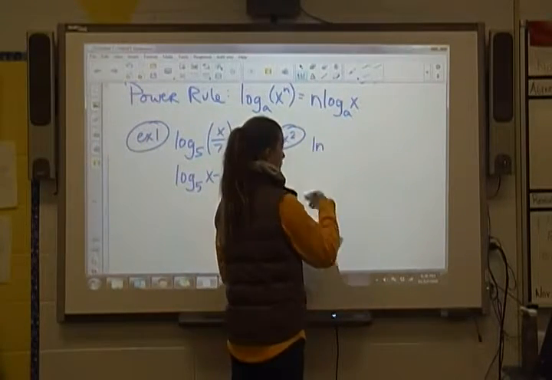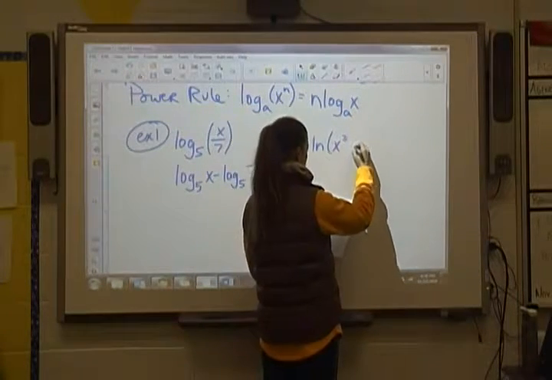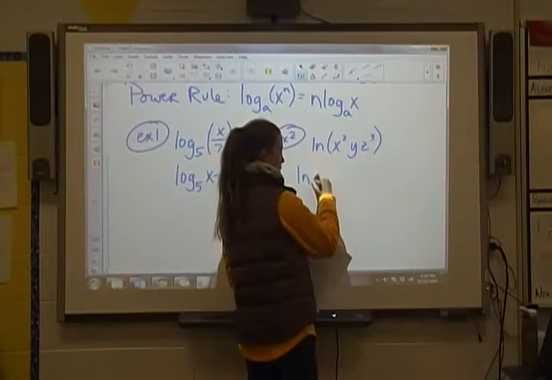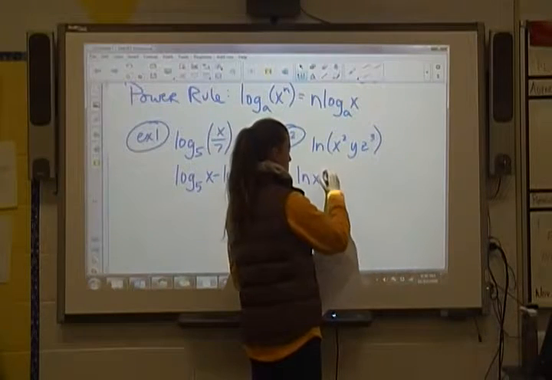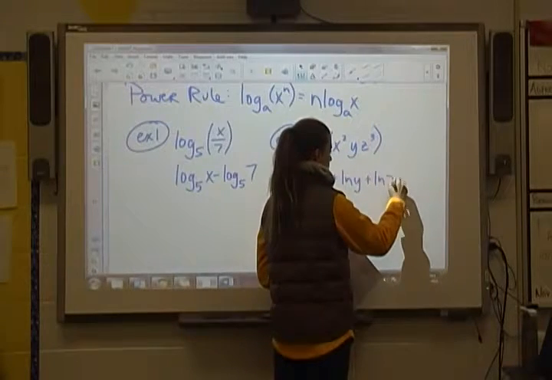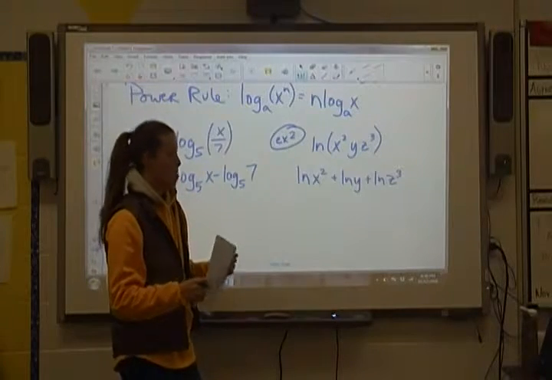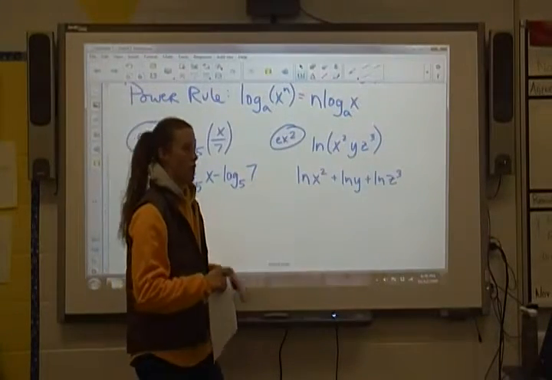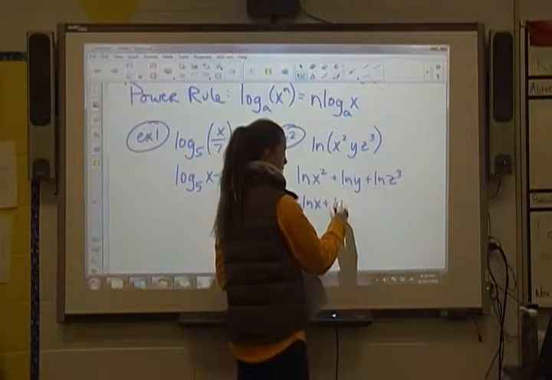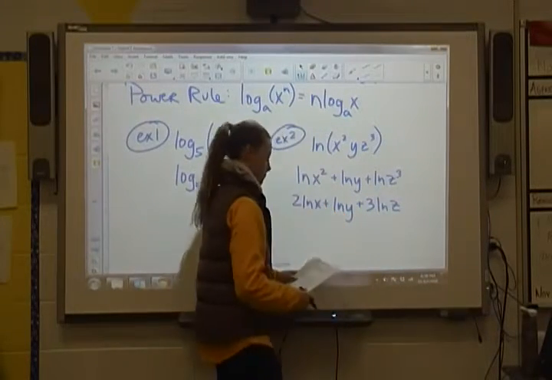The next one we're going to do, and we've got natural log. Now these properties work with natural log as well, of x squared y z to the third. So natural log, I'm going to write this out first, just separated as addition. Natural log of x squared plus natural log of y plus natural log of z to the third power. But now I'm going to take care of that power rule and move all my exponents as coefficients. So 2 natural log of x plus natural log of y plus 3 natural log of z.